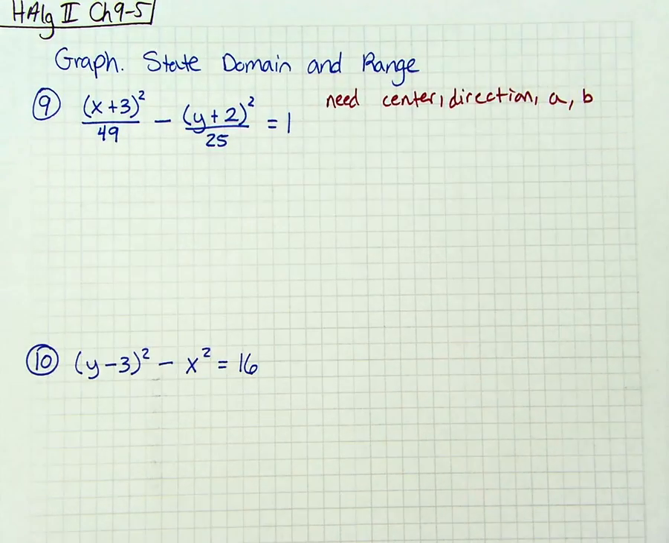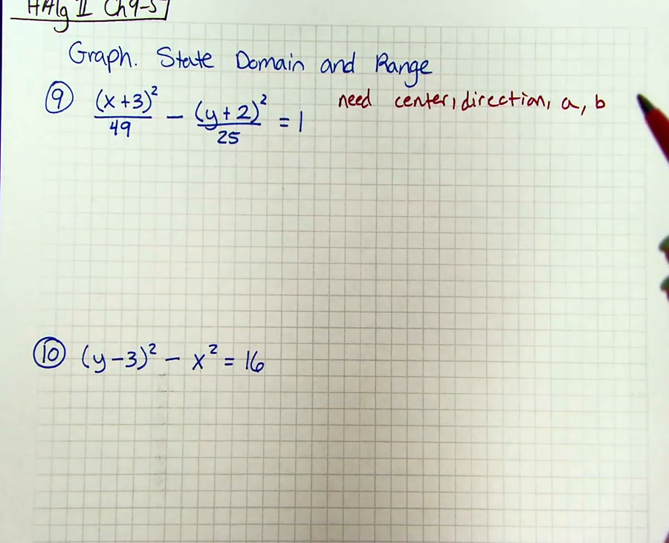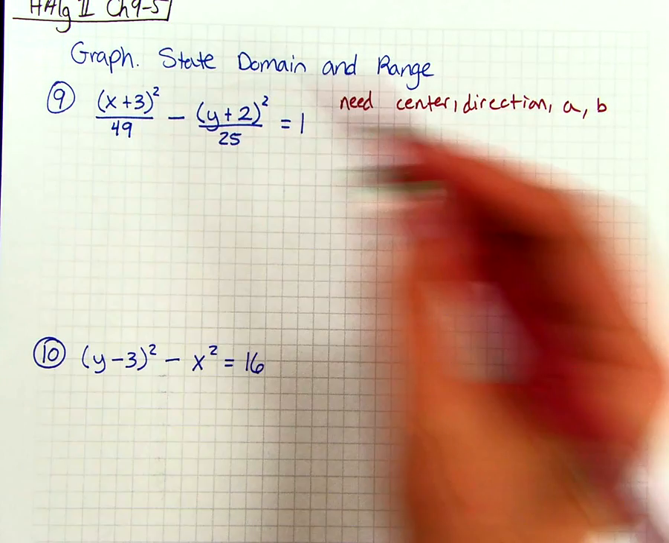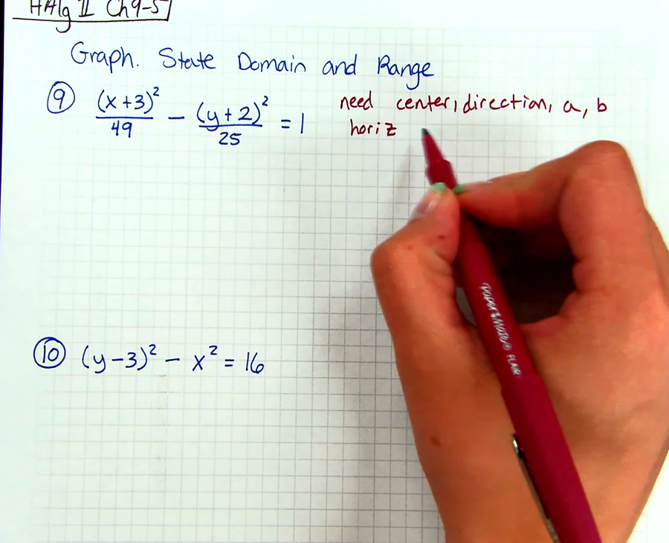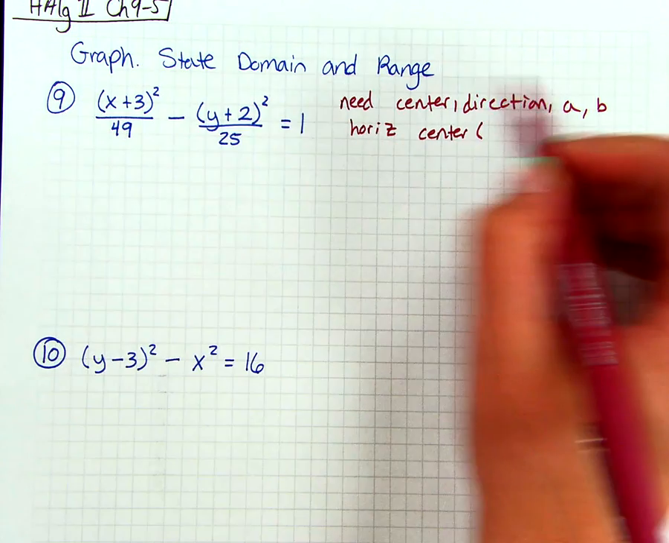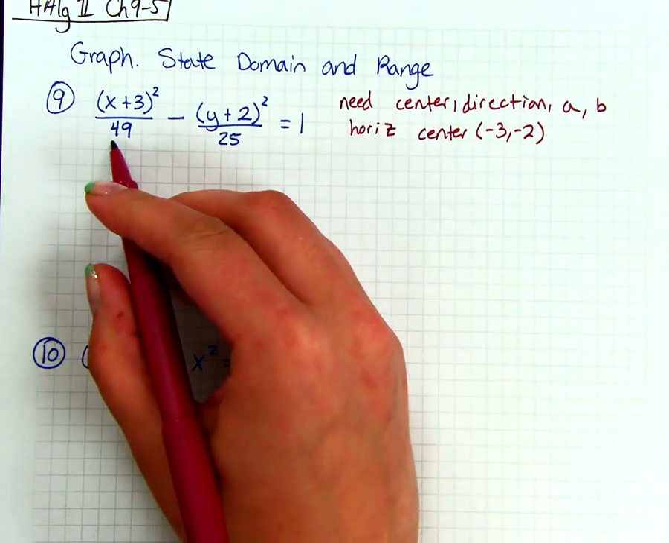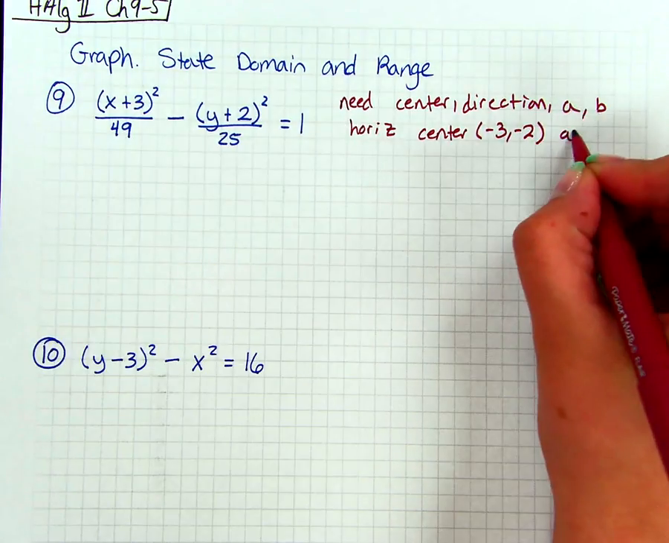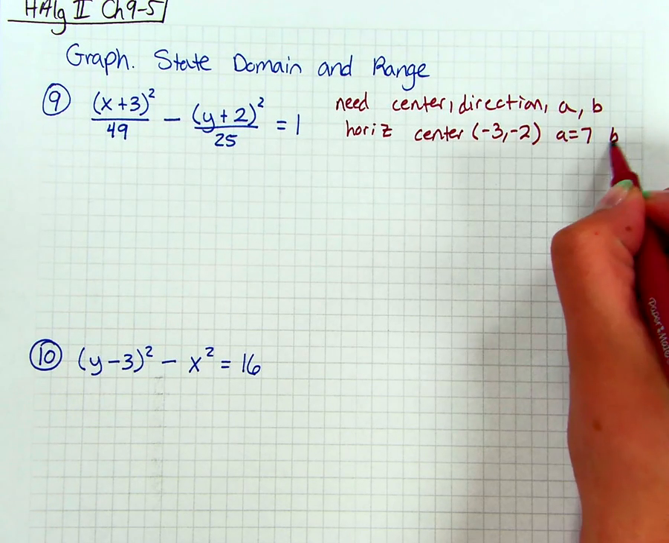A and B. All right, so for this problem, we know that it's going to be horizontal because our x is positive. And we know that the center is -3, -2. A is always the first number, so the square root of 49 is 7. And the square root of 25 is 5, so that means B is 5.